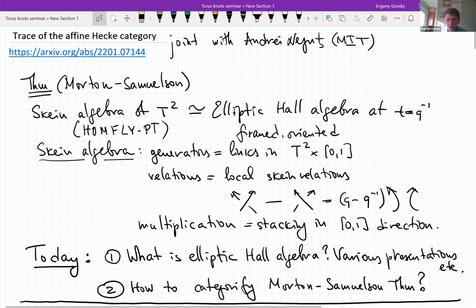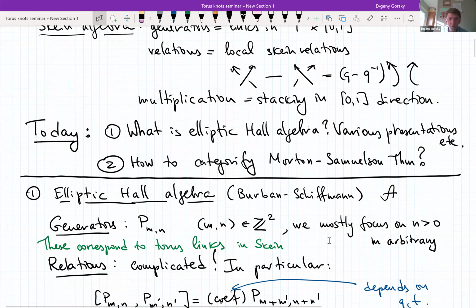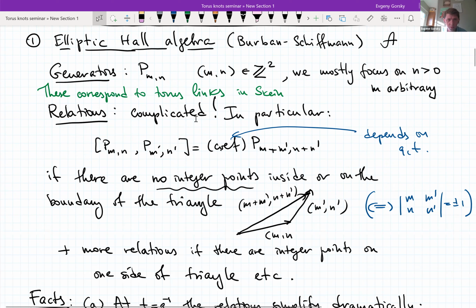But for now, I want to talk just about some algebra: what is the elliptic Hall algebra, how to think about it, what are generators and relations and all that. The first interesting definition of the elliptic Hall algebra was given by Burban and Schiffmann about 10, 15 years ago. This is an algebra A, and it has generators denoted by P_{m,n}, where m and n are arbitrary integers. Mostly we will focus on the case when n is positive, but m is arbitrary.